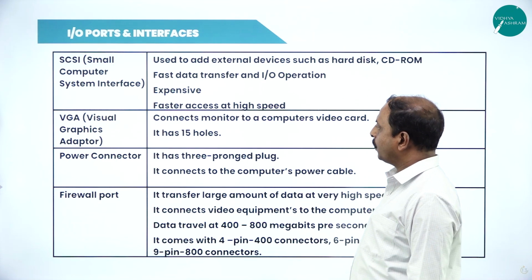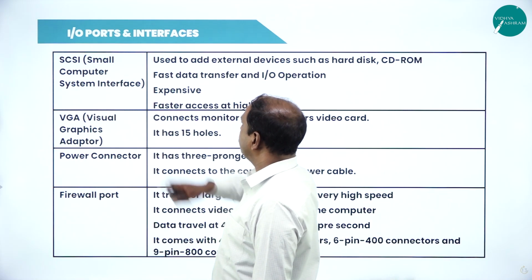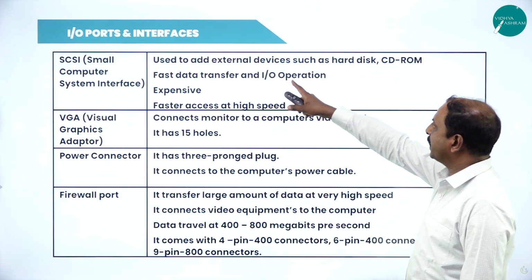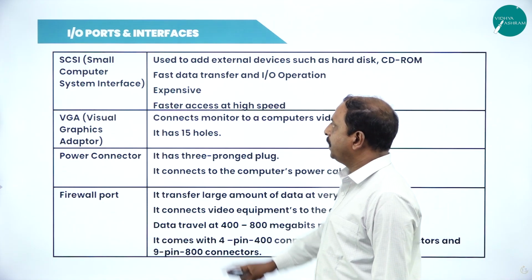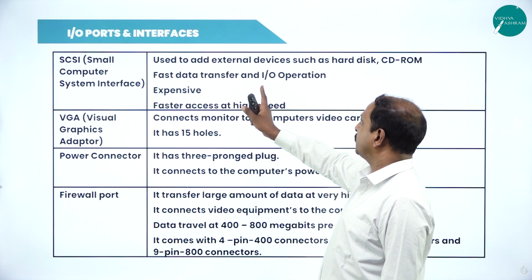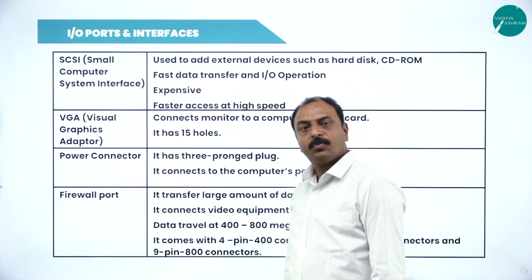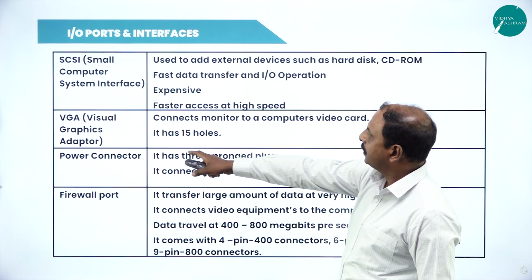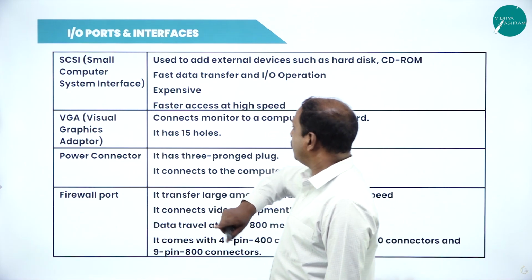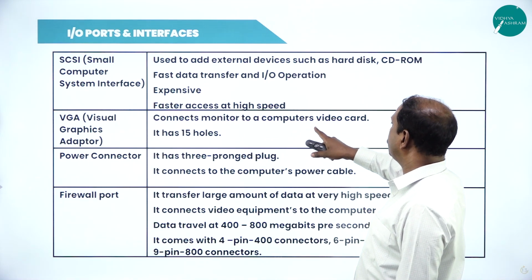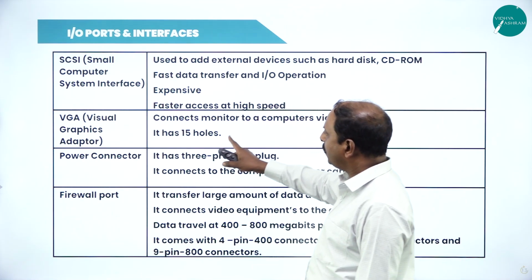Then another type of port, SCSI, the small computer system interface. It is used to add external devices such as hard disks, CD-ROMs, etc. Here the communication or data transfer is fast compared to other ports. Next one is VGA, the video graphics adapter. It connects the monitor to the computer's video card. It has 15 pins or 15 holes.